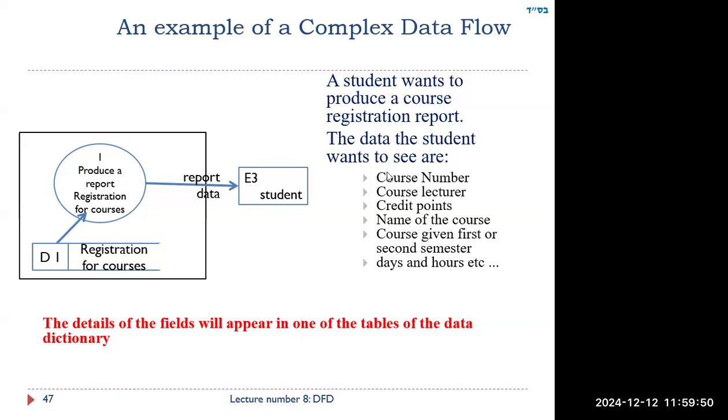The data the student wants is the course number, the course lecturer, the credit, the name of the course, whether it's given in the first or second semester, how many hours, or what days of the week it is. The details of the fields will appear in one of the tables of the data dictionary. So if I never explain it in a lower diagram, then I'll have to write in the data dictionary what report data consists of.